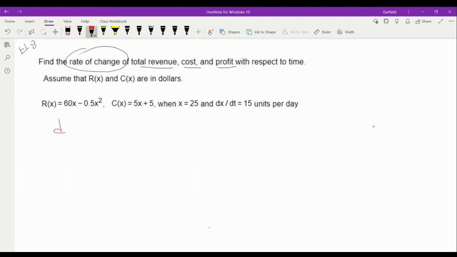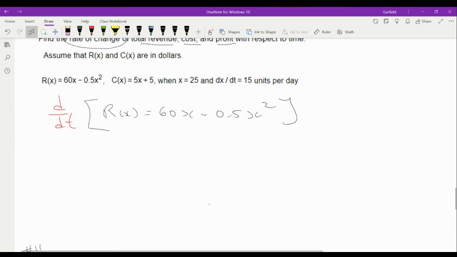So we're going to do d by dt of, first of all, the revenue, which is R of x equal to 60x minus 0.5x squared. This becomes d by dt. The rate of change of revenue becomes 60 dx by dt, because the variables are different, minus 1x dx by dt.